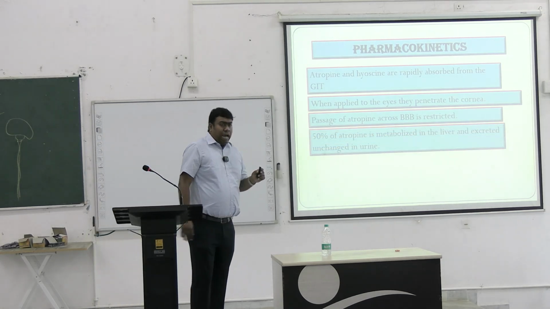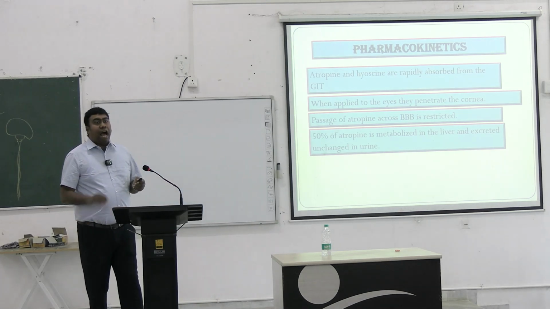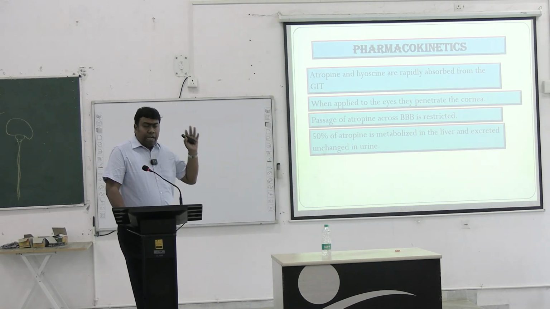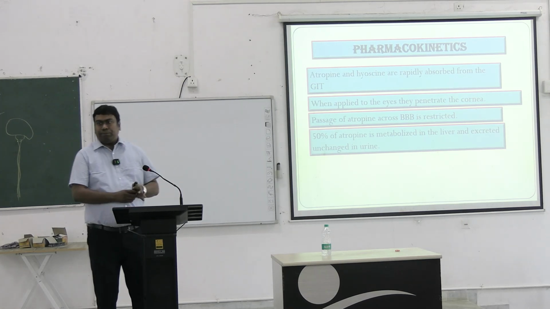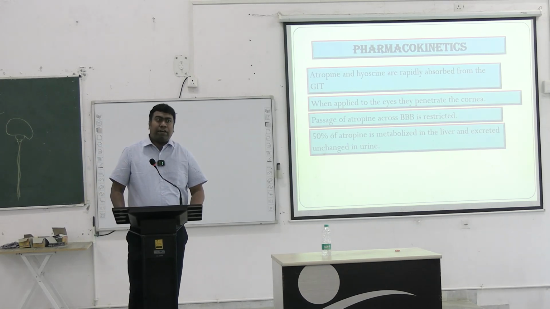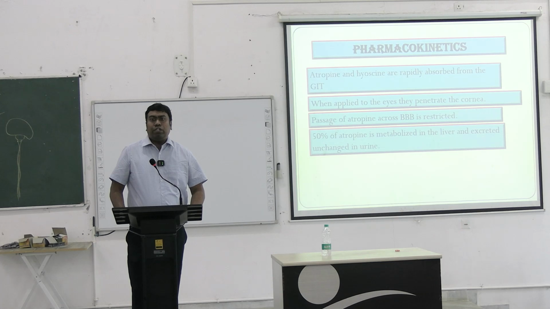50% of the atropine is metabolized in the liver and excreted, and 50% is excreted unchanged through the urine. Name a drug which is not metabolized in the liver directly. So 100% is excreted directly through urine. MCQ: name a drug which is not metabolized in the liver, excreted unchanged through urine.